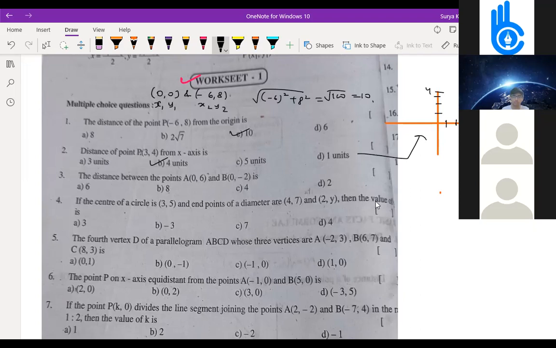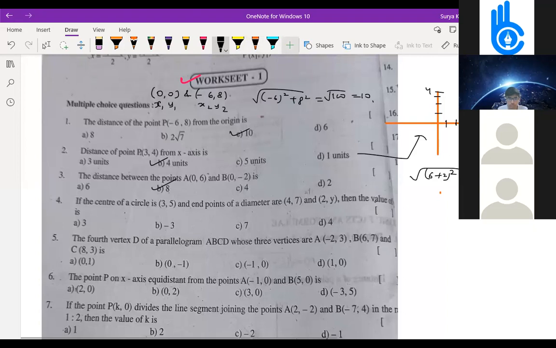Now the third one: distance between the points 0, 6 and 0, -2. What will come? The answer is 8. Just check: root over (6 plus 2) whole square, so the answer is 8. All of you got the answer 8 for this? Yes, sir.